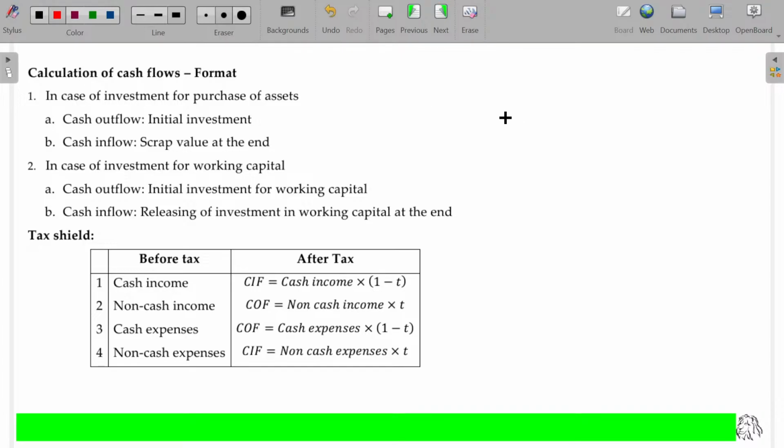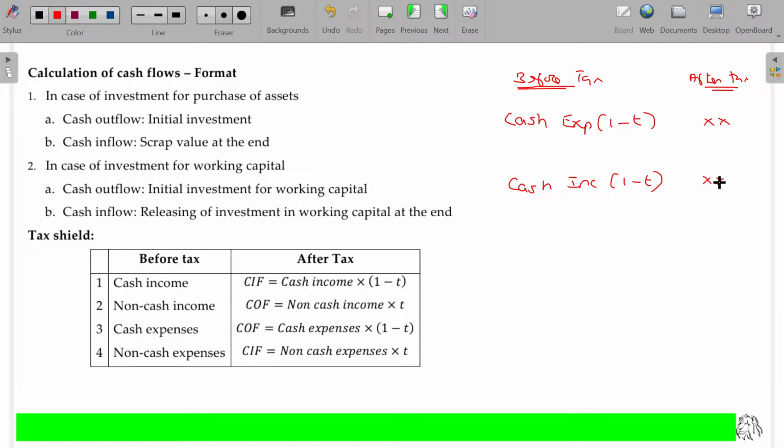It's very simple. In case of cash expenses, this is before tax. You have to find out the expenses after tax. How do I get it? You have to multiply with 1 minus t. Similarly, cash income, you have to pay the tax. So your cash income after tax will be after 1 minus t.